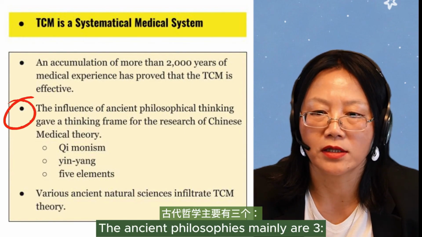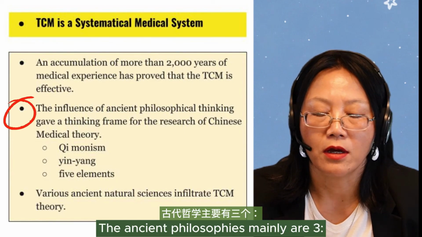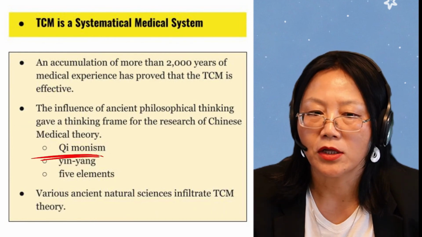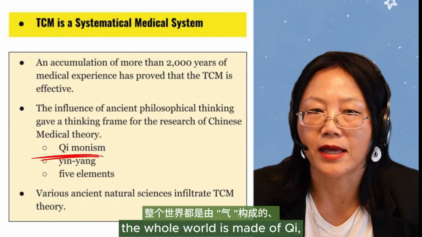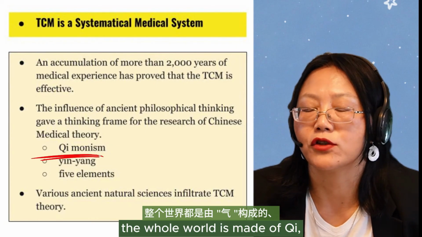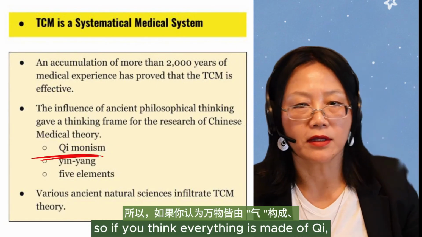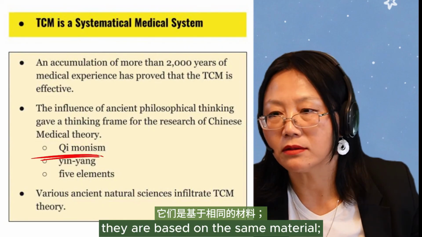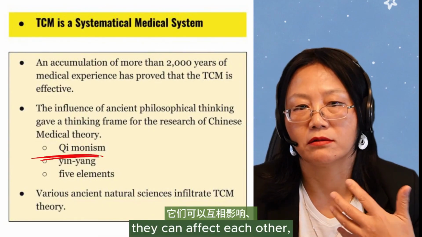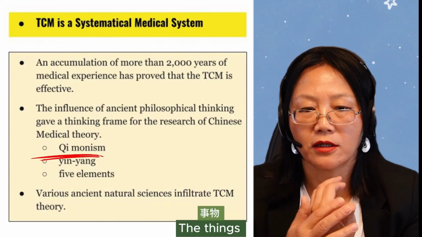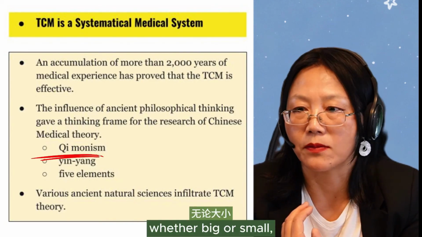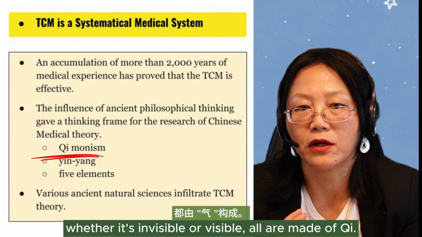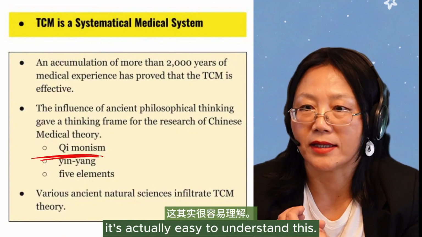The ancient philosophies are mainly three. First is the Qi, or we call it Qi Monism. The so-called Qi Monism says the whole world is made of Qi. If you think everything is made of Qi, they are based on the same material, so they can affect each other. They can change into each other. Things, whether big or small, invisible or visible, are all made of Qi.